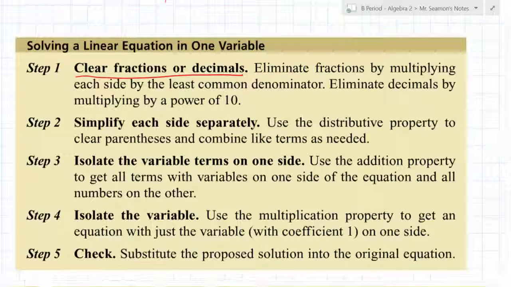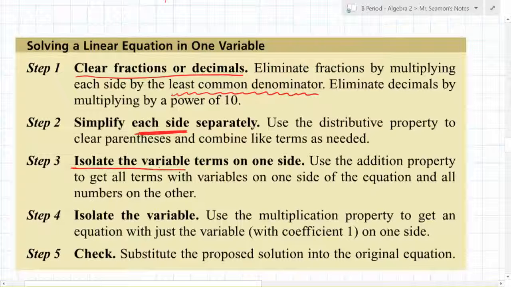If you guys don't like seeing complex fractions, what can you multiply by? What's that key thing? What's the best thing to multiply by? It's up there in that first chunk of words. What do you multiply by? Yeah, see this thing right here, the least common denominator? Multiply by the LCD. That's a great thing to do. And eliminate decimals by multiplying by a power of 10. Simplify each side separately. And then you isolate the variable that you're trying to solve for.